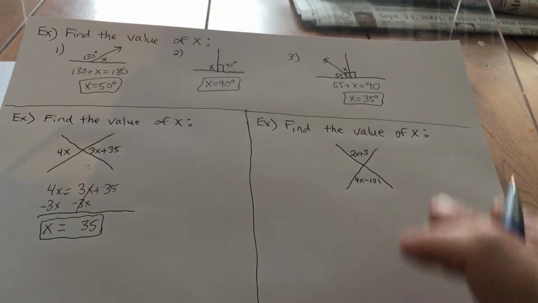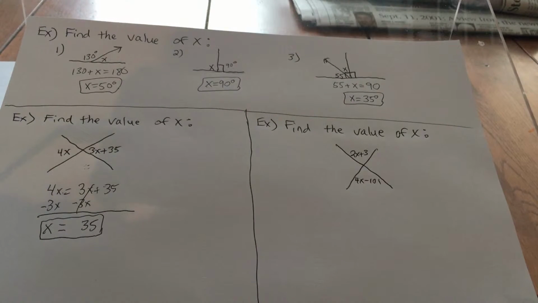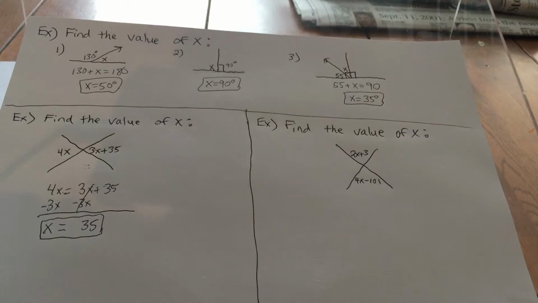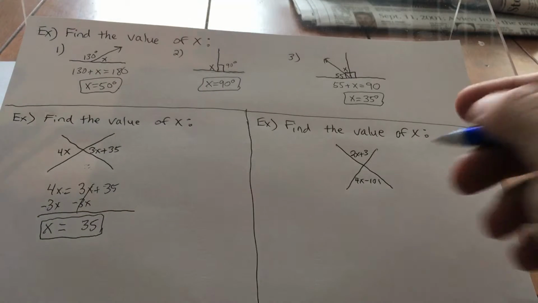Take a second and pause the video and try this next one on your own. This is 2x plus 3. This is 4x minus 101. Take a second, see if you can solve for x, and then come back and I'll show you the example. All right, so we're back.